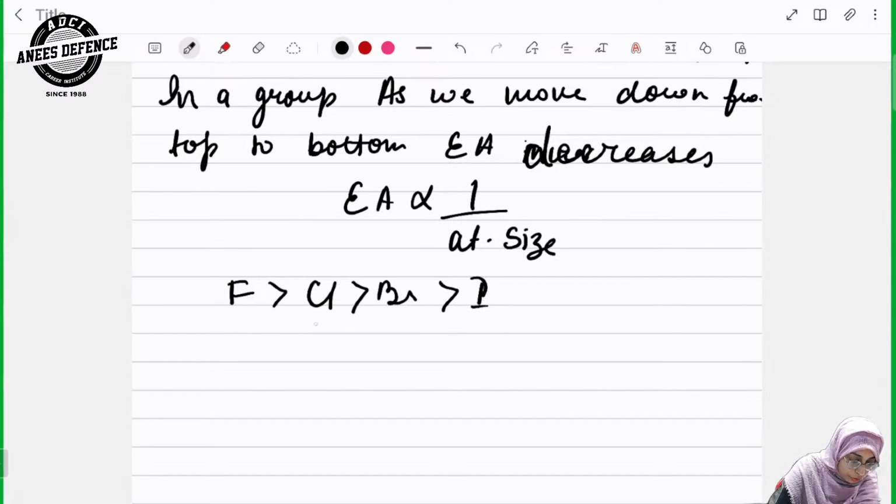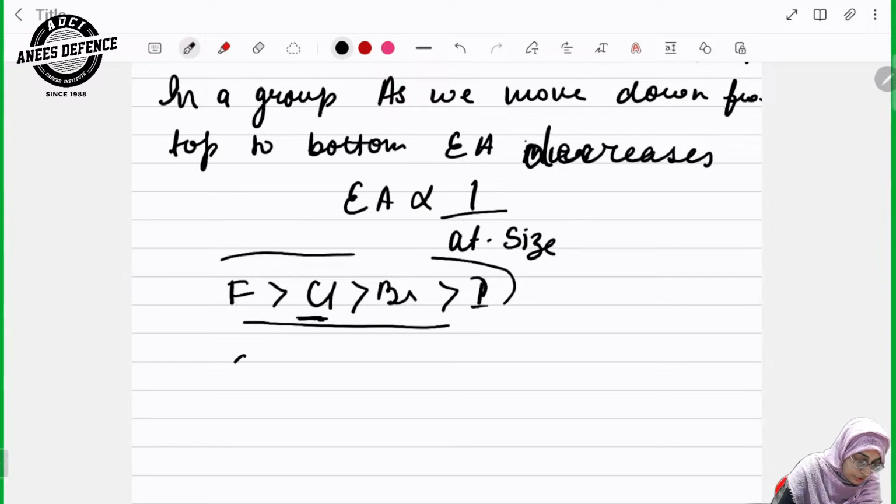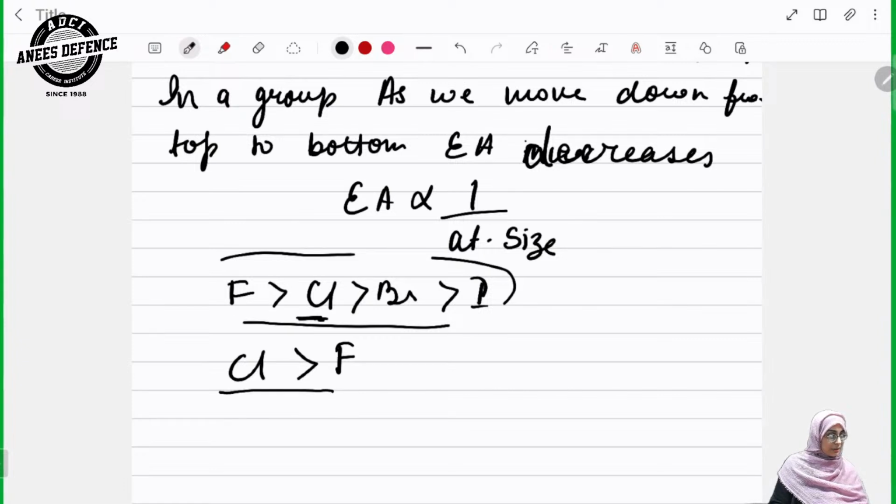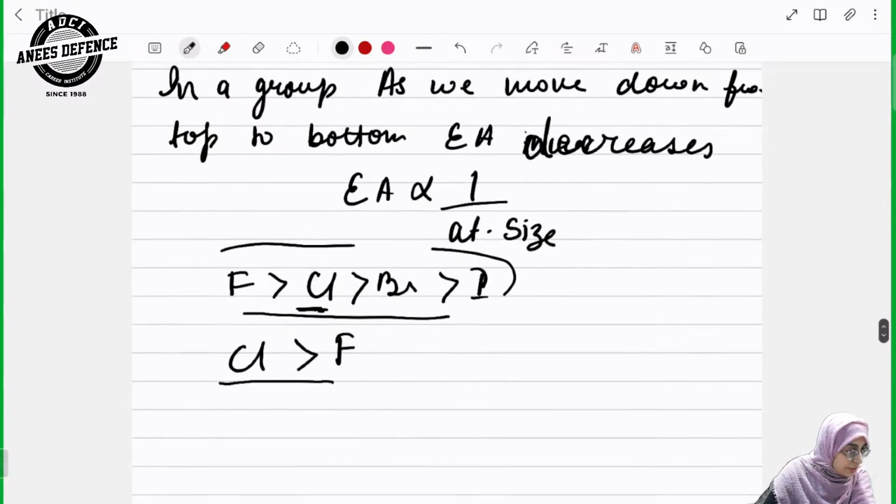The electron affinity of chlorine is more than fluorine. Why so? What we have seen is that chlorine has more electron affinity than fluorine. Why? Because of the size. Fluorine is very small in size, so it cannot accept electrons easily.